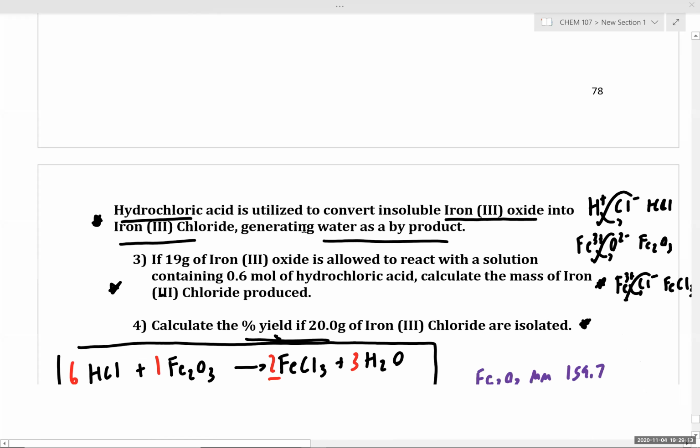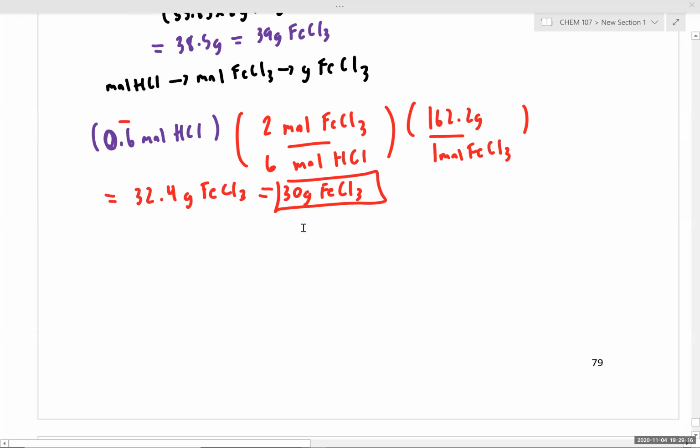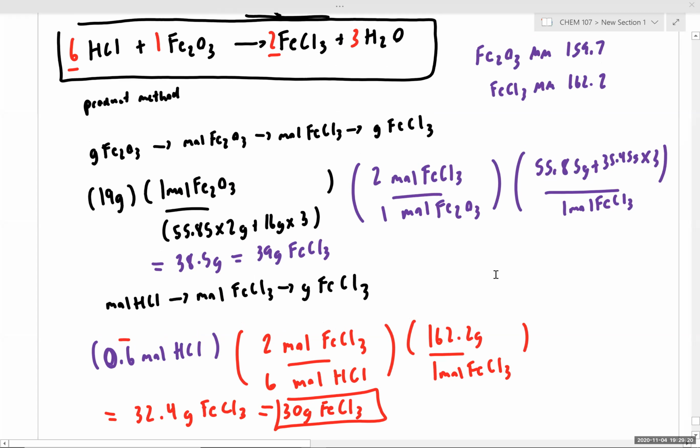So, just to talk a little bit about how the product method works. The limiting reactant is the reactant that, when completely consumed, generates the least amount of product. And we can clearly see that hydrochloric acid is limiting because hydrochloric acid generated the least amount of product. And we can only generate as much product as we would get if we completely consumed our limiting reactant. Now, the reason why our final answer has one sig fig is that our input only has one sig fig. So we'd have to round 32.4 to one sig fig, which would give us just 30.